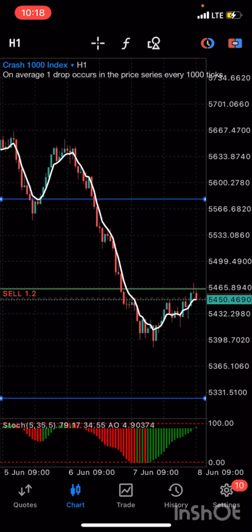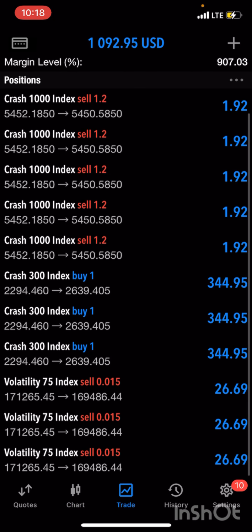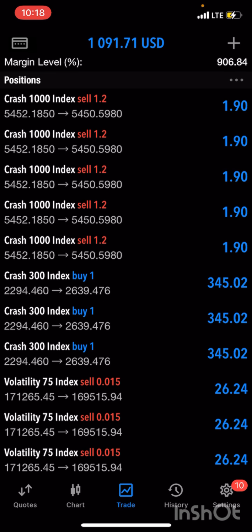So we've been able to give out three signals: Crash 1000, Mix out 5, and the Crash 300, and they're all in profit at the moment. The Crash 300 is what is really giving us away.